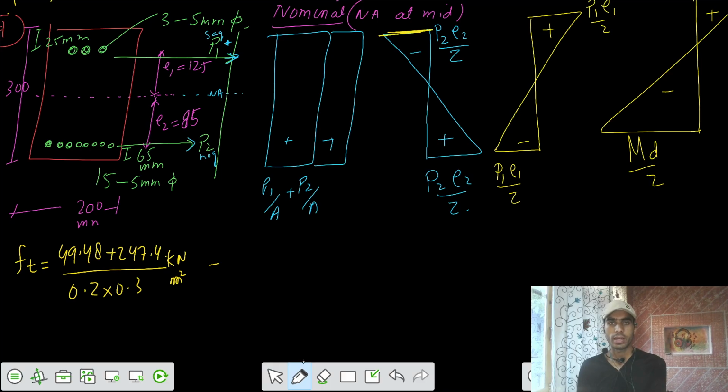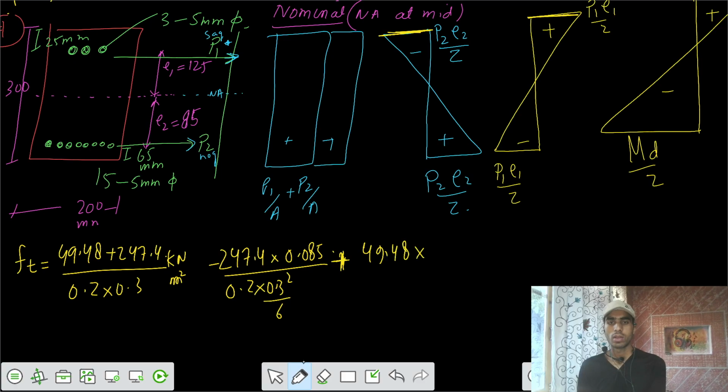This is negative P2. Your value of P2 is 247.4 kilonewton into eccentricity 0.085 divided by section modulus 0.2 into 0.3 square by 6, BD square by 6. And the third stress is positive, because of the prestress force P1: 49.48 kilonewton into the eccentricity E1, that is 0.125, divided by section modulus BD square by 6.